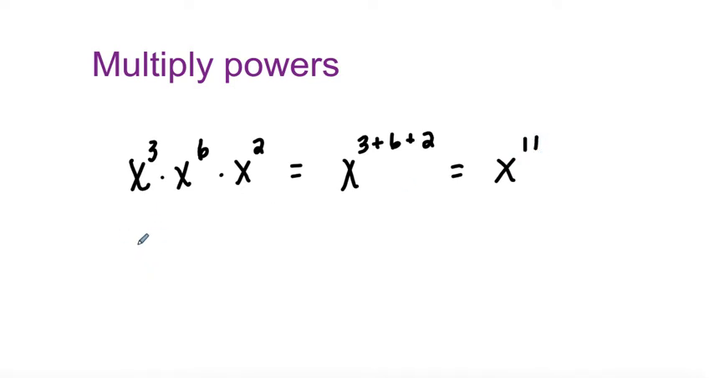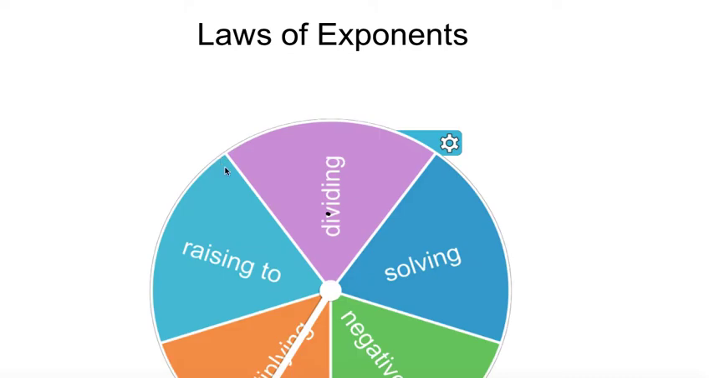Now remember, if I give you powers with numbers, we do not change the number. As much as we want to multiply the 2's, we do not. This would become 2 to the 11th power. So just keep that in mind. Okay, going back to the laws of exponents, let's see where the spinner has us going next.